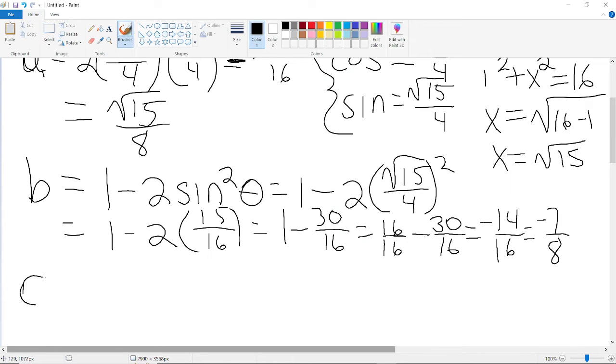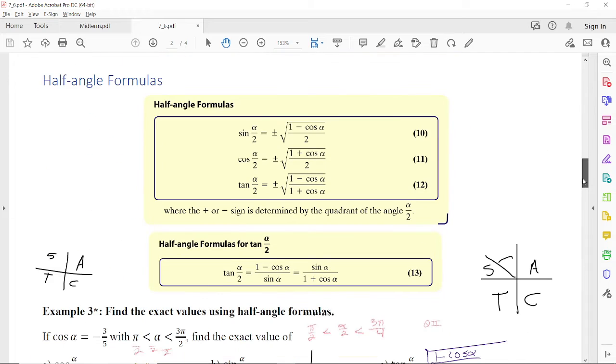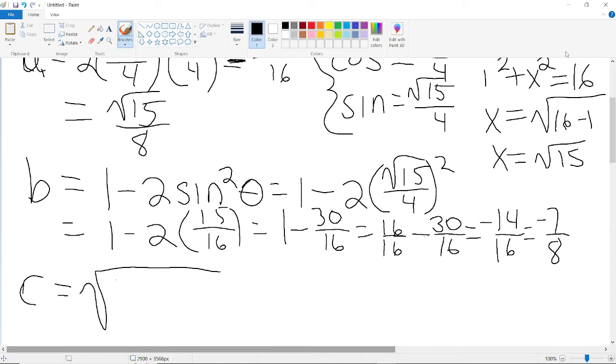The sine of theta over 2 is equal to the square root, and we said it's positive. And what are the half angle formulas? If you don't remember them, let's look here. 1 minus cosine theta over 2, 1 minus cosine theta, 1/4. Oh, these are going to come out nice.